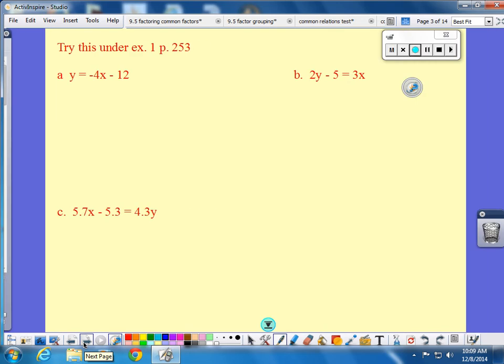Alright, I'm going to let you guys try these. Please put them in standard form. By the way, if standard form cannot have a fraction, guess what else it can't have? A decimal. So what would you multiply this by to get rid of the decimals, since they're all tenths? 10. Yeah, multiply the whole thing by 10 to get rid of all those decimals. Alright, see what you can do.